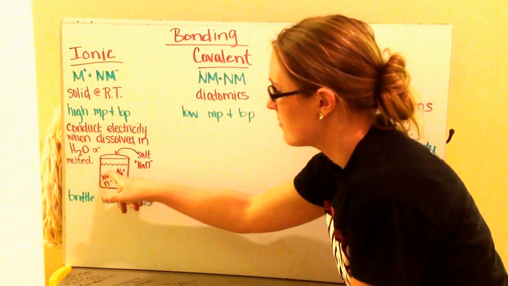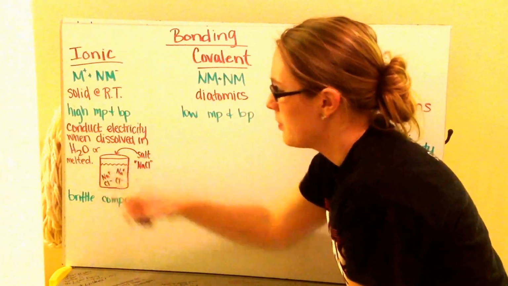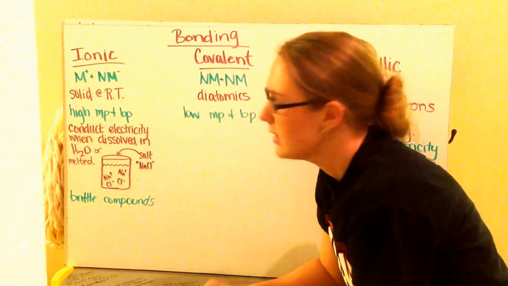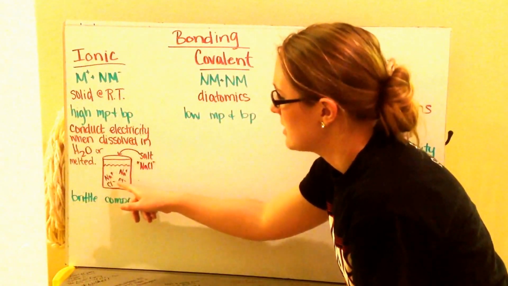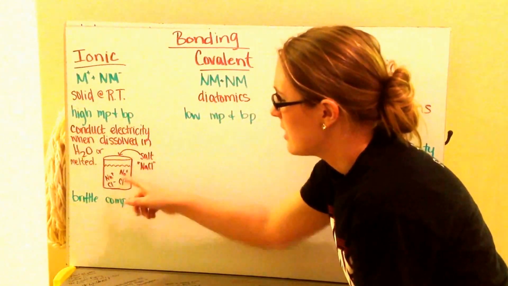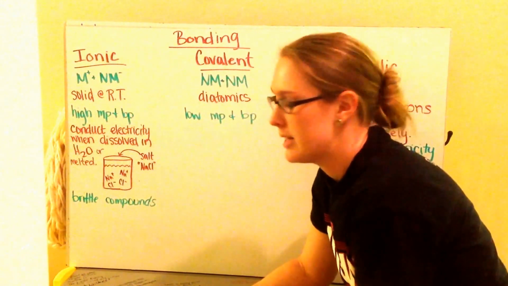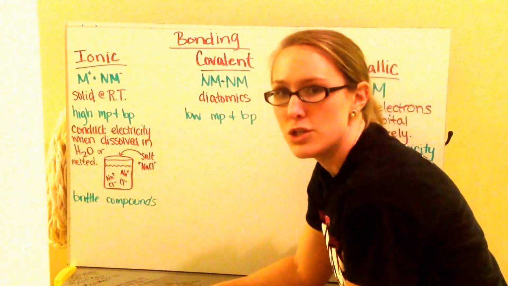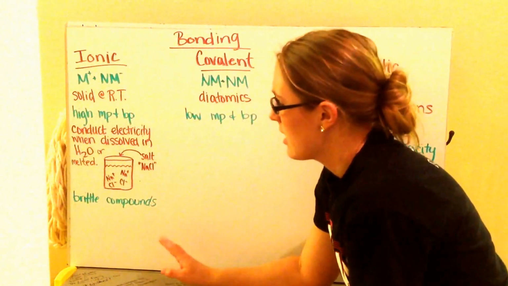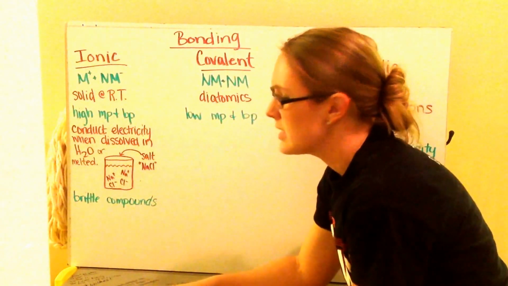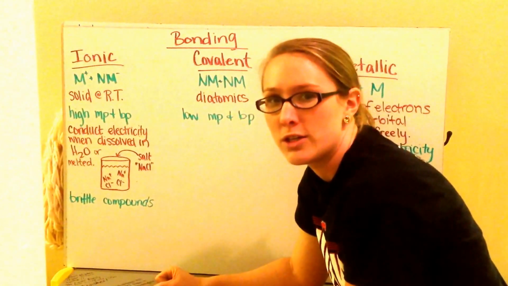Because they have charges on them, those charges can carry electrons around, which is your electrical current. As it carries this electrical current through the water because of the charges, that's how it can conduct electricity. In addition, ionic compounds are going to be very brittle due to the way that they set up with one another. Their charges are going to alternate. They'll become very rigid in a crystalline structure.